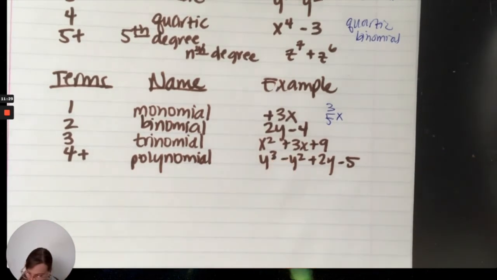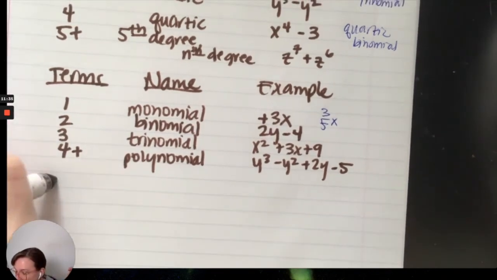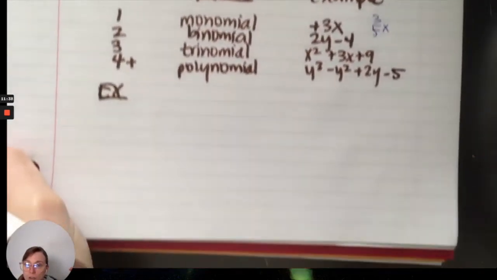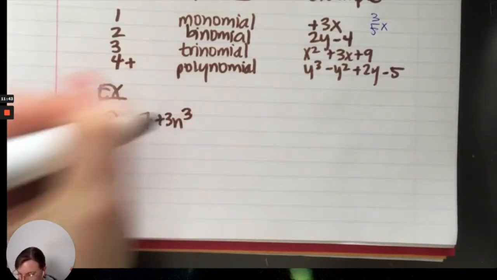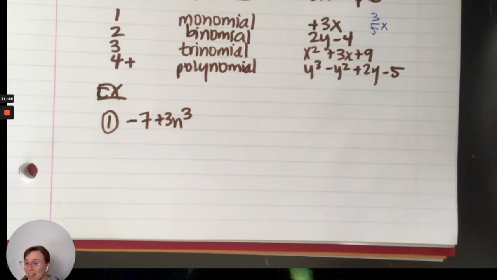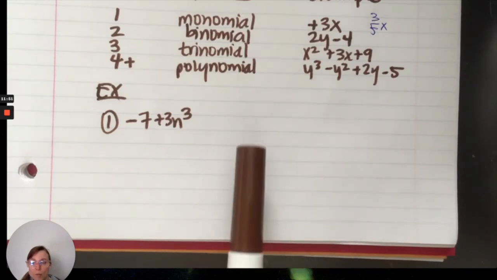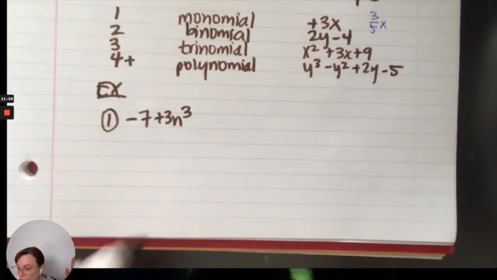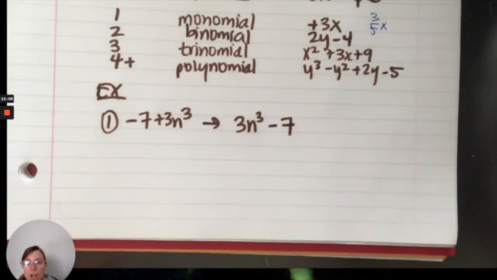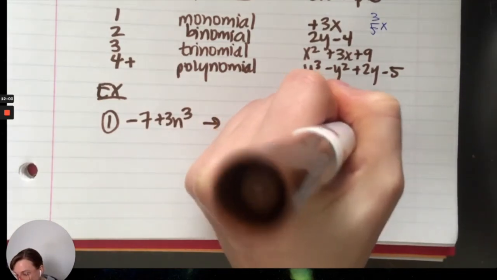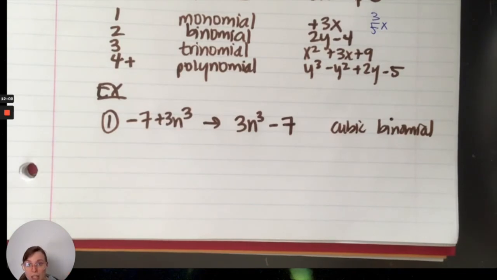Okay? So I do want to do a couple examples below here. In our 3 examples, our first one is -7 plus 3n cubed. Notice that this is not in standard form. If you've looked at all of our past examples that I wrote down, those are all in standard form. They start with the degree and work down. So in standard form, this is actually going to be 3n cubed minus 7. The name of this would be a cubic binomial. So know what standard form is and how to name it.